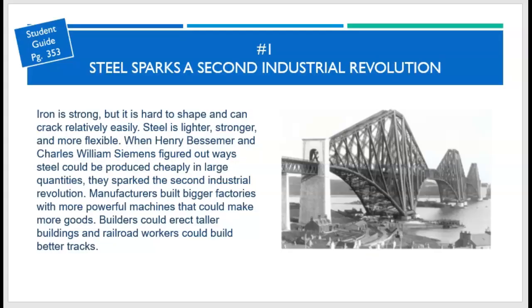So this starts on page 353 in your student guide. Number 1. Steel sparks a second industrial revolution. Iron is strong, but it is hard to shape and can crack relatively easily. Steel is lighter, stronger, and more flexible. When Henry Bessemer and Charles William Siemens figured out ways steel could be produced cheaply in large quantities, they sparked the second industrial revolution. Manufacturers built bigger factories with more powerful machines that could make more goods. Builders could erect taller buildings, and railroad workers could build better tracks.